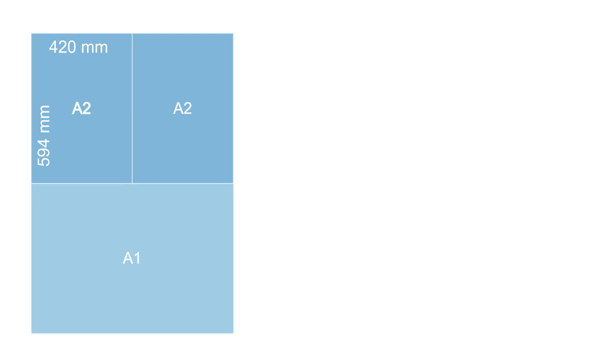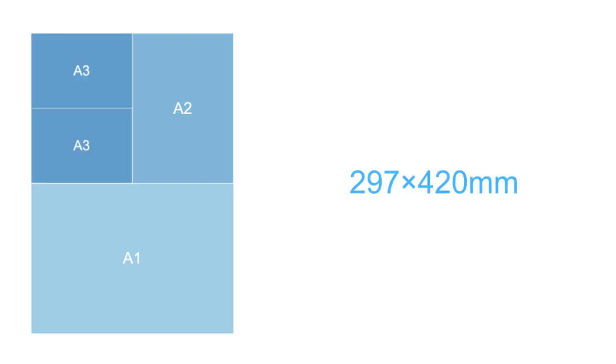If we cut an A2 size paper in half in similar fashion, we get two sheets of A3 paper, which has the dimension of 297 by 420 mm. These A3 size papers are used for drawings, photos, magazine posters, certificates, etc.